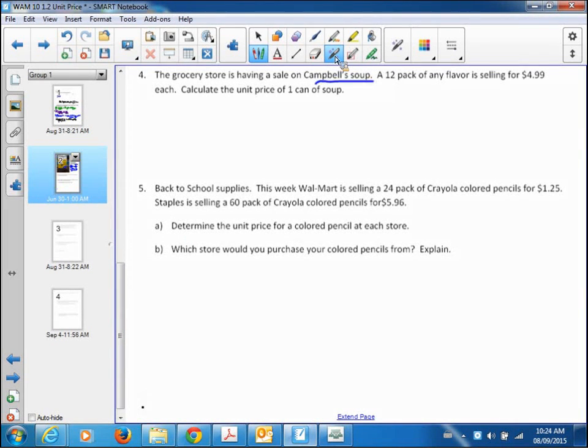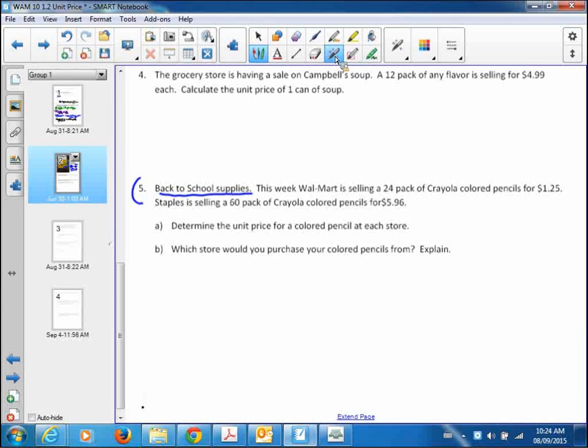Groceries, Campbell's soup, a flat of soup, 12-pack of any flavors, $4.99. That's a good sale. Often it's $5.99 too. Those are both good prices. You'd figure out the can of 1 soup by just doing division. Back to school supplies, though, is what we're working on.